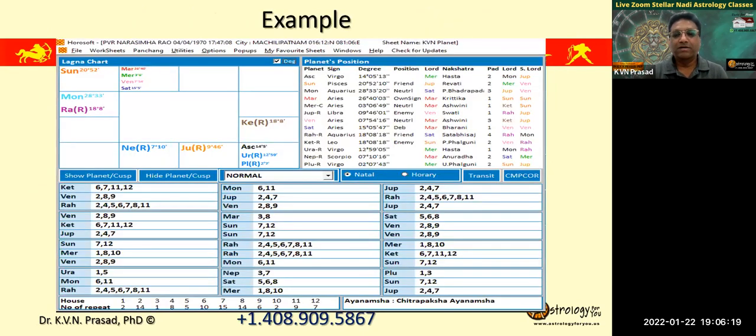Okay. This is the chart of PVR Narasimha Rao, the author of Jagannath Hora. He claims in a lot of his videos that he came state first in 12th, topper in 12th, and then he studied at IIT.